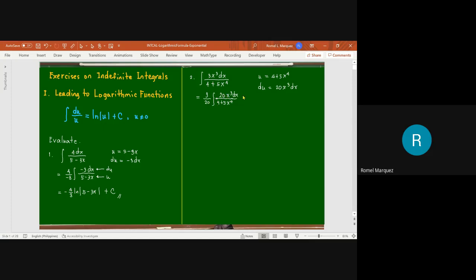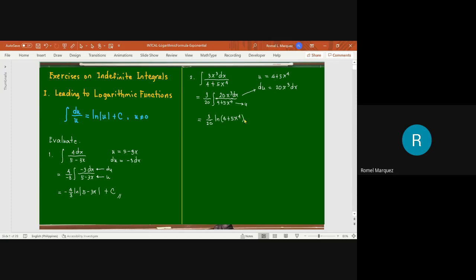So correction factor. Now, this is now read as 3 over 20 integral of du. So this is du, right? Yeah, that's du. And then this denominator is u. So again, what is this? U. What is the numerator? Du. So this is now read as 3 over 20 integral of du over u. So hence, it is equal to 3 over 20 ln of 4 plus 5x to the 4th. In this case, no need for absolute value, guys.